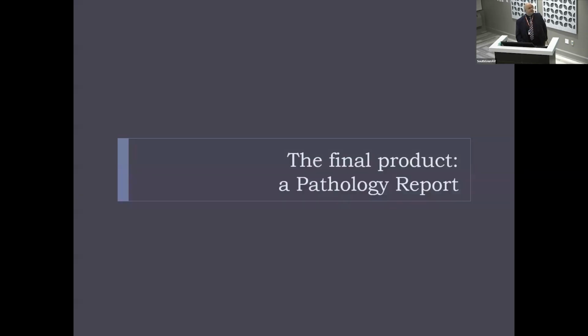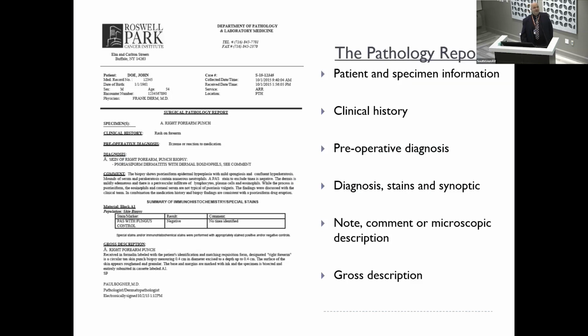So what's the final product? It's the pathology report. That's how it looks. If you ever read one, there's usually a patient identifier up here. Then you have a specimen identifier, where the biopsy was taken from. Clinically, this is not for melanoma. I see it has a rash on the forearm, so it's a biopsy for an inflammatory lesion.